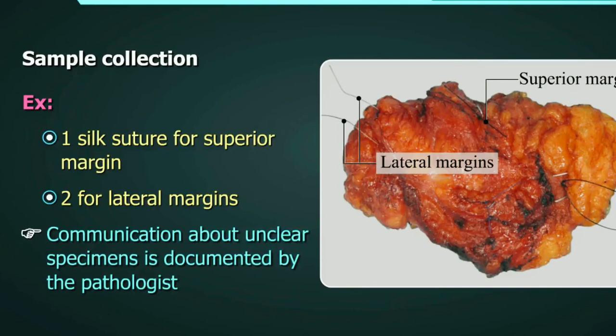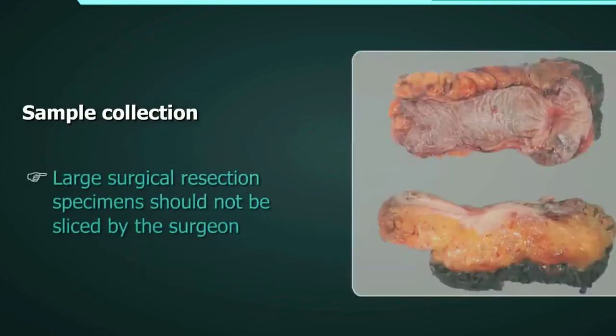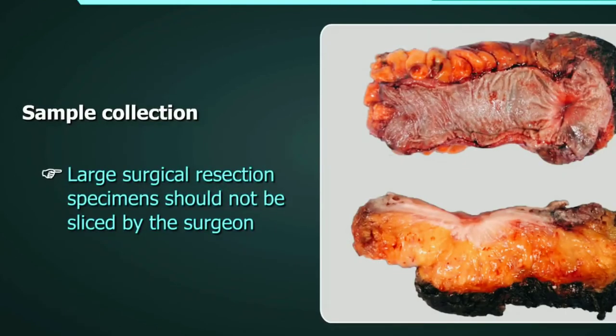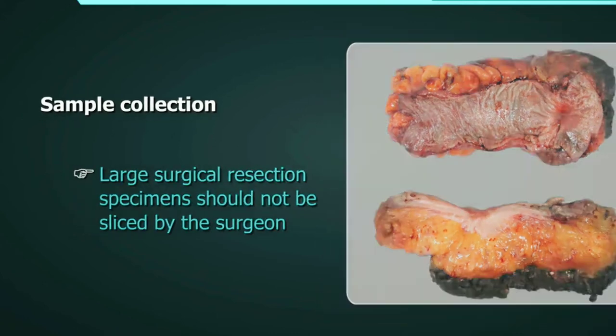Any orientation of the large specimens, if unclear, should be immediately communicated with the clinician and be clarified. Such communication shall also be documented by the pathologist on the request form. Large surgical resection specimens should not be sliced or opened by the surgeon, but sent directly to the laboratory.